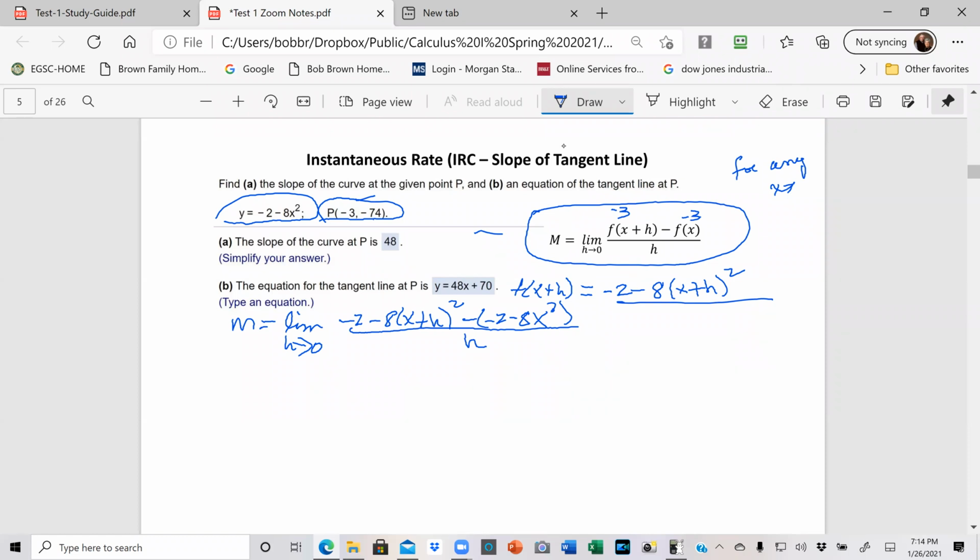Now we need to multiply this out. It would be -2 minus 8 times the square of x plus h, which would be x squared plus 2xh plus h squared. And now we need to subtract this off, and this will be -2, which will be +2, minus 8x squared, which will be +8x squared, all divided by h.